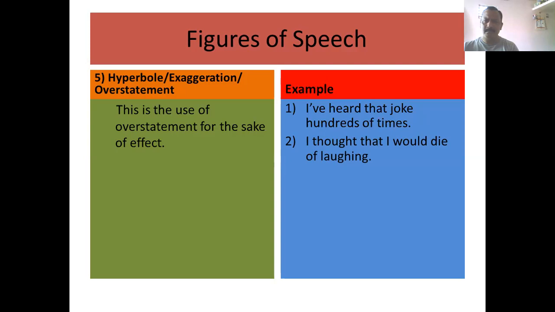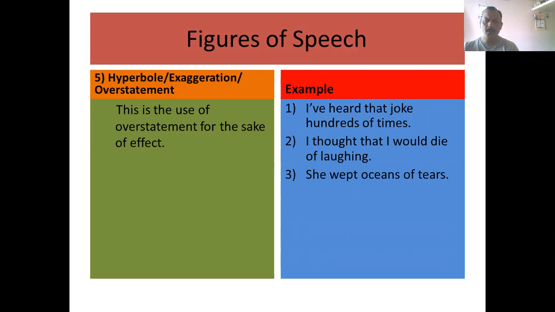Another example: I thought that I would die of laughing. Can anyone die of laughing? Means in such a large quantity or amount he laughed. He is telling that he would die of laughing. Here also dying because of laughing is not possible. But the poet has exaggerated the point or overstated the point, and because of that, it may be called either exaggeration, hyperbole, or overstatement.